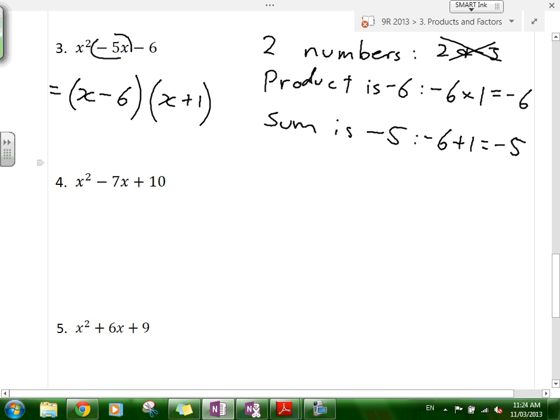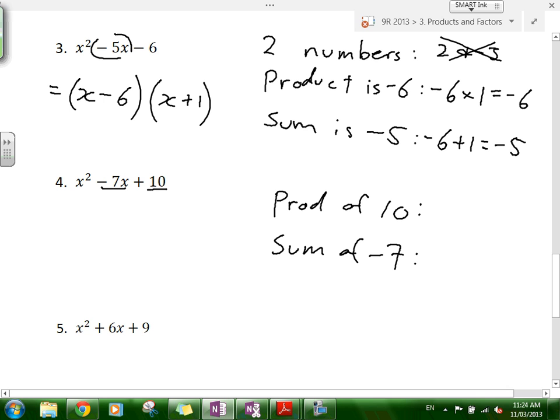Alright? So the more you do of these, the more you get used to it. I'm going to do a couple more. X squared minus 7x plus 10. So you're looking for a product of 10 and a sum of minus 7. Product of 10 and a sum of minus 7. I have to add to this one. I have to multiply to this one.